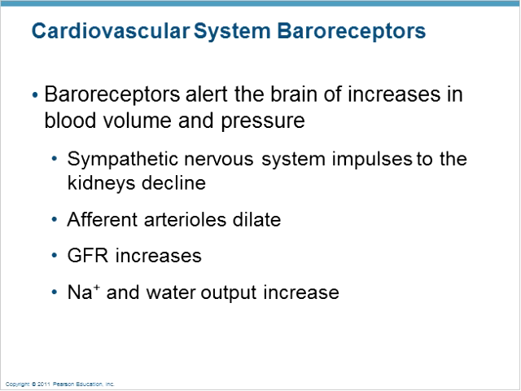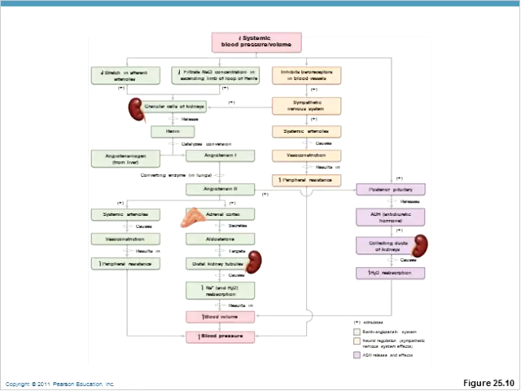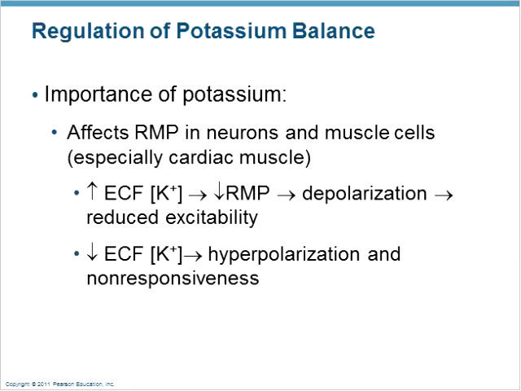We also have baroreceptors in the cardiovascular system, and they alert the brain of increases in blood volume and pressure. The sympathetic nervous system impulses tell the kidneys, and the afferent arterioles dilate. The GFR increases, that's the glomerular filtration rate, and the sodium and water output increases. So these baroreceptors actually alert the brain of increased blood pressure or blood volume, which kicks all this in and causes an increased output. And again, you can see that process in this table.